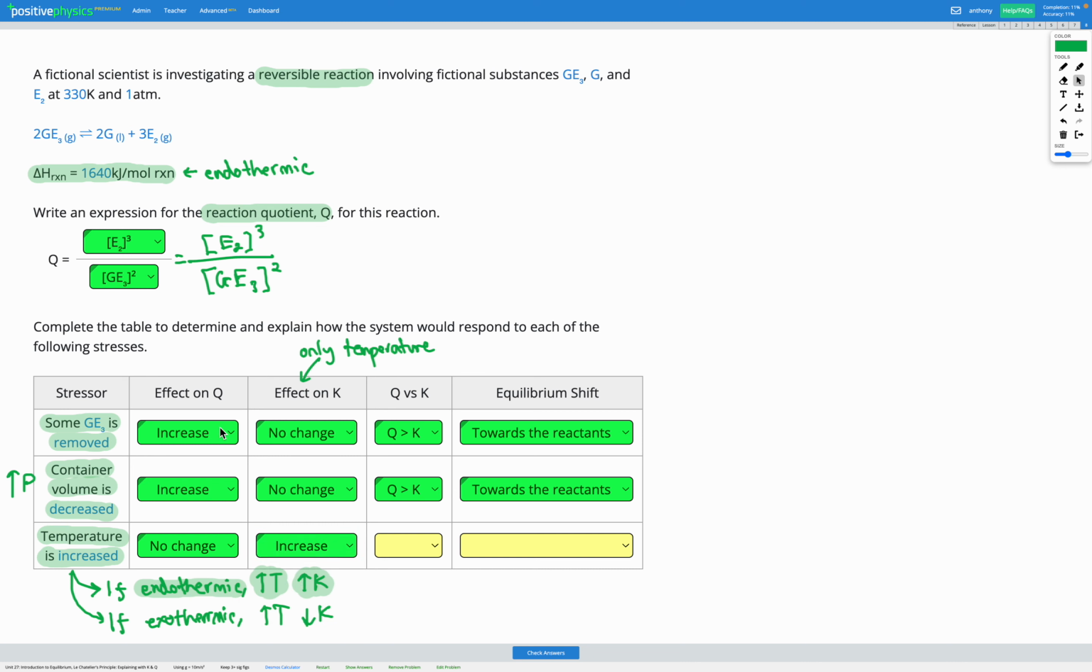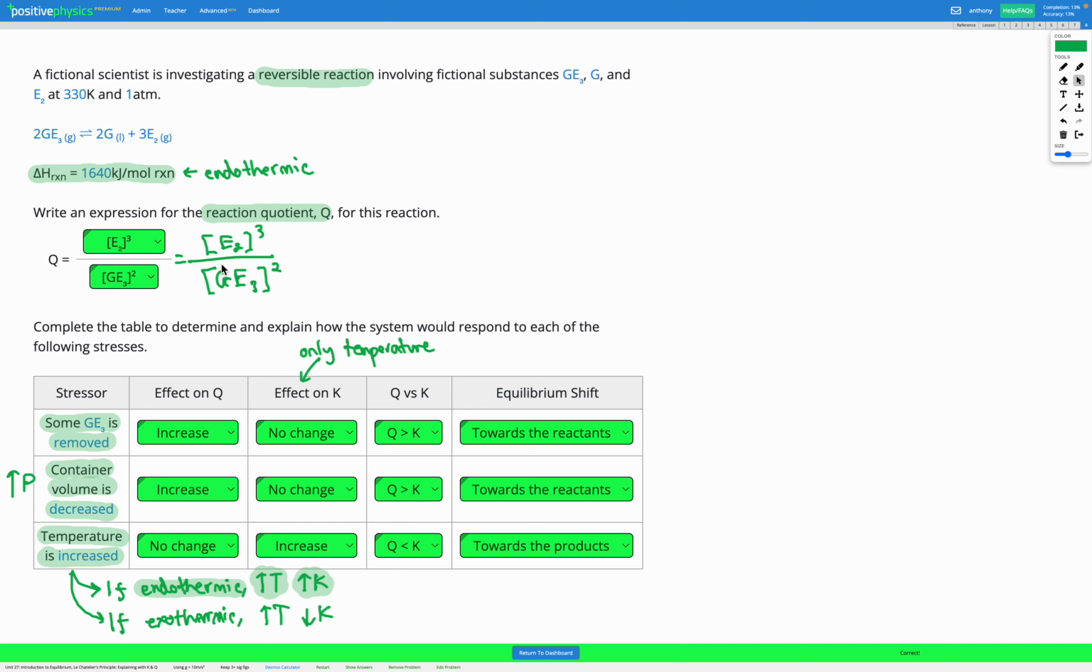So now my Q stayed the same, but my K increased. We were originally at equilibrium, meaning Q was equal to K. Now K's increased. That means K is now going to have to be greater than our Q. So because K is greater than Q, now we need Q to increase in order for it to eventually equal K. So that means we're going to need the reaction to go towards the products so that we can generate more product and less reactant.